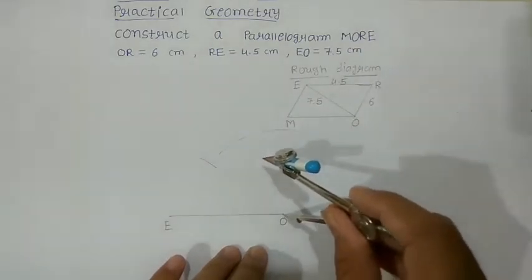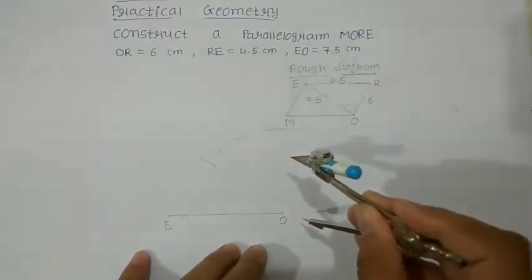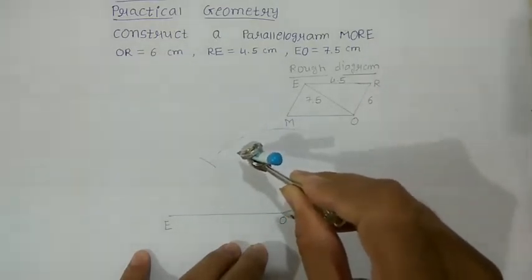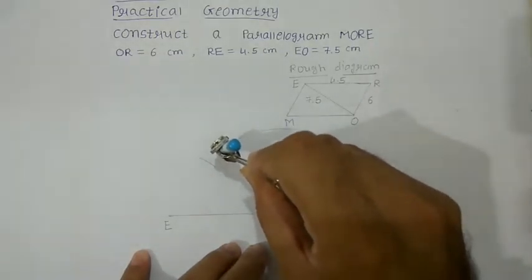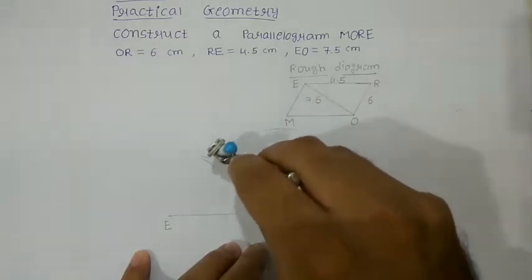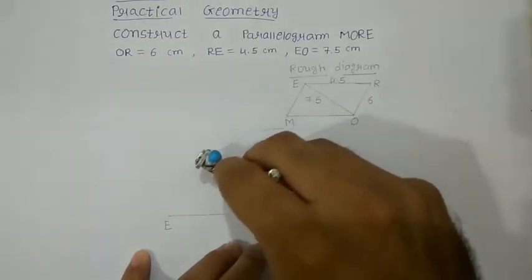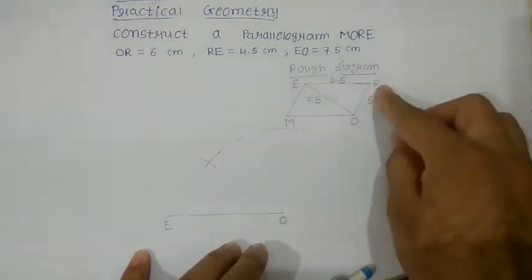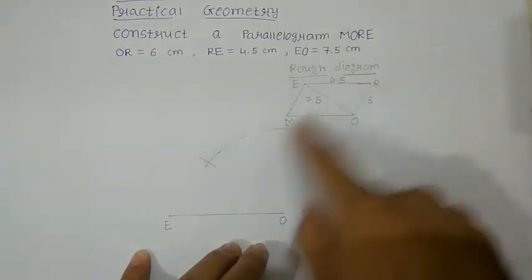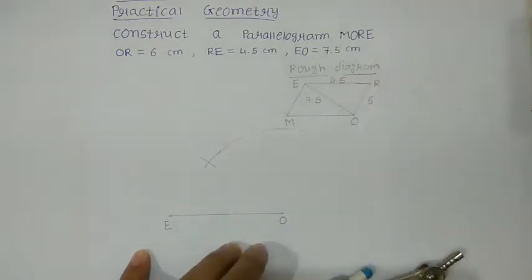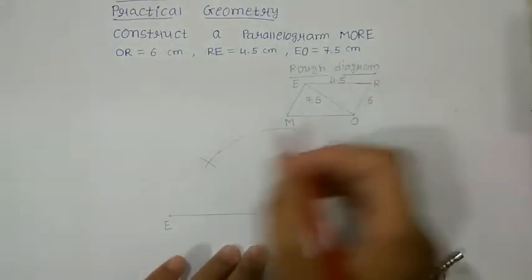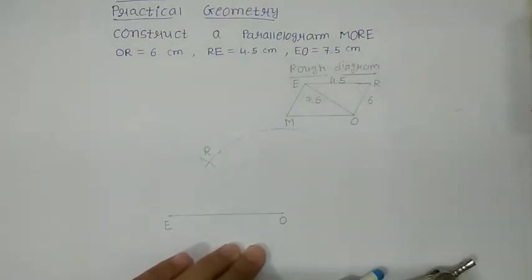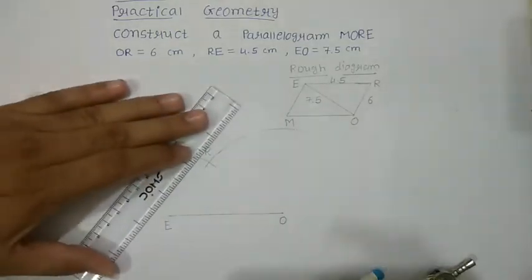Okay, now what we have to do? We have to extend this arc, that is of 6 centimeter. Okay, so take this much of distance and draw this arc. Okay, so both the points, the arc from O and from E, are intersecting in this point. So this point is what? This point is our R. Okay, now join both the points.